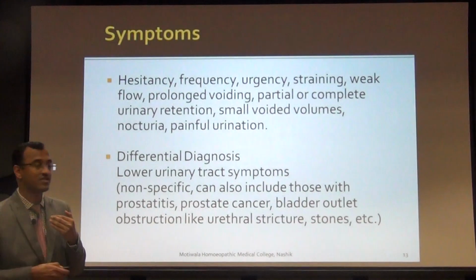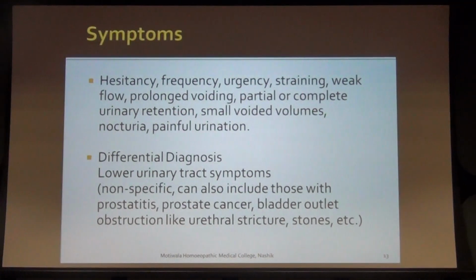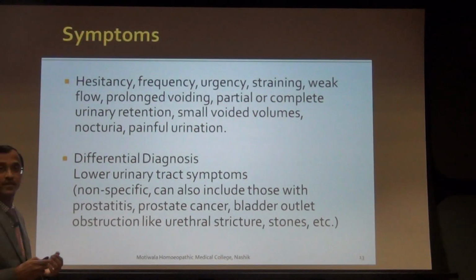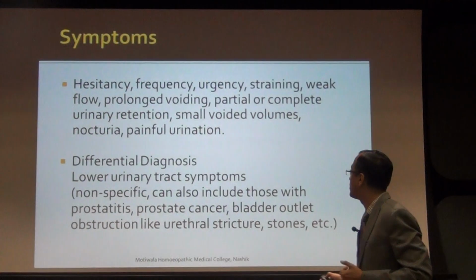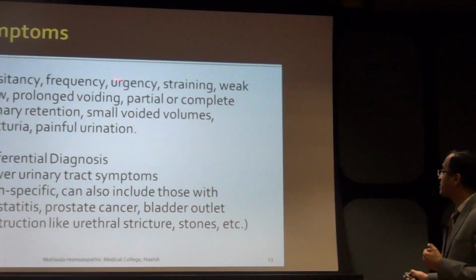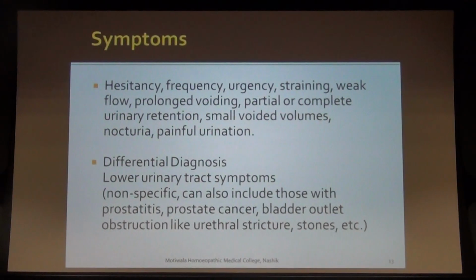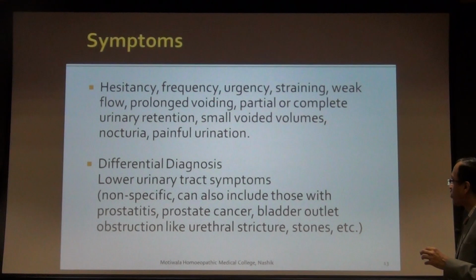If the urinary stream, the flow, is weak, he will tell you, I have to wait till the complete voiding of urine, and it takes time. So prolonged voiding of urine. It may be partial or it may be a complete urinary retention. Very small voided volume of urine. Nocturia.